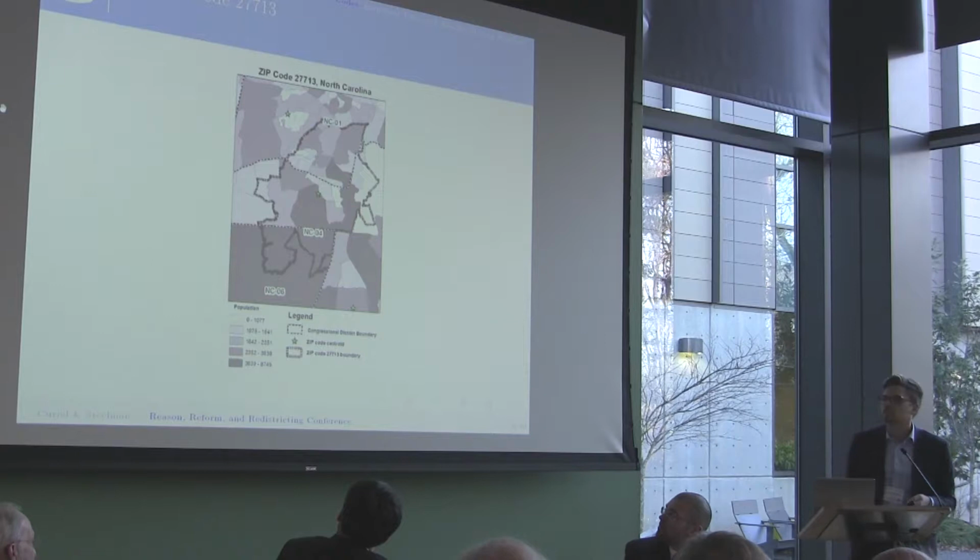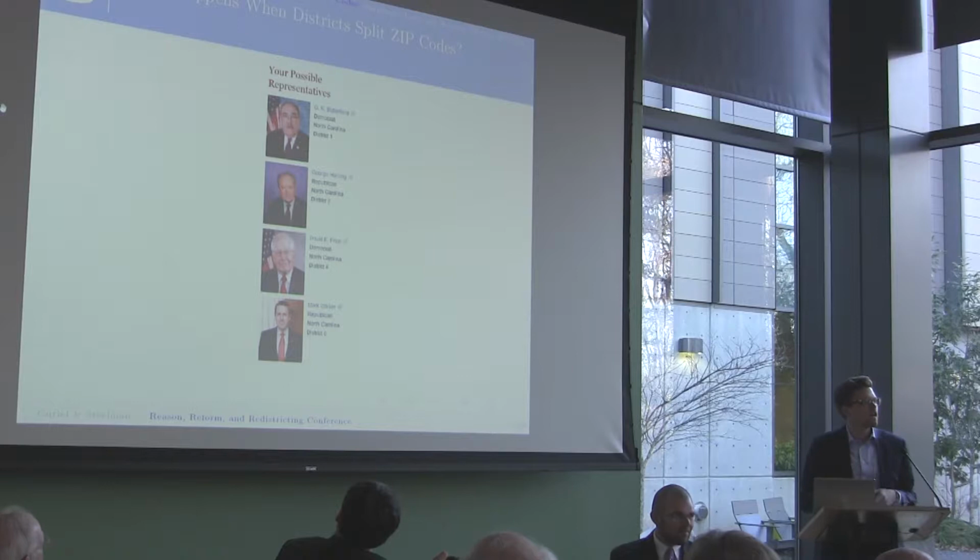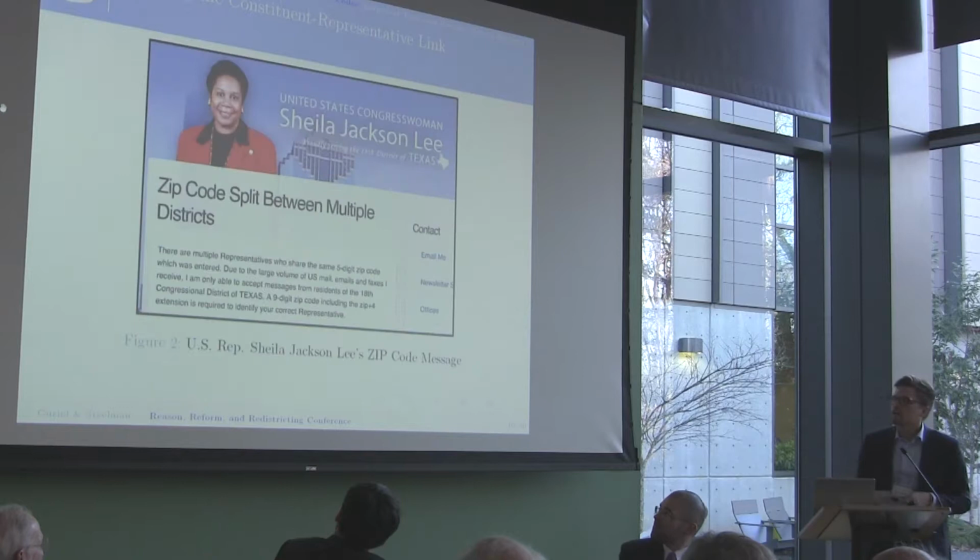So what would happen if you lived in 27713, went onto congress.gov, and input your zip code? You'd be given a list of your possible representatives. And alongside this, they do give you the opportunity to input your actual address, which you would hope people would just put their address in, right? Well, our research shows that that's not the case.